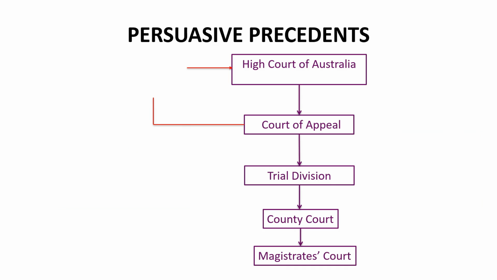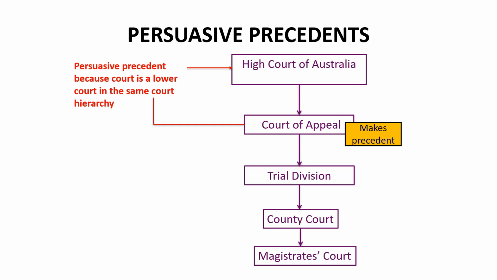The second situation where a precedent is a persuasive precedent for a court is where the precedent is made by a court that is in the same court hierarchy as that court, but where the court that makes the precedent is lower in that court hierarchy. So, for example, if the Court of Appeal makes a precedent, then that precedent can only be a persuasive precedent for the High Court. This is because the Court of Appeal is lower than the High Court in the Victorian court hierarchy. The Court of Appeal precedent is not a binding precedent for the High Court because that precedent was not made by a higher court.